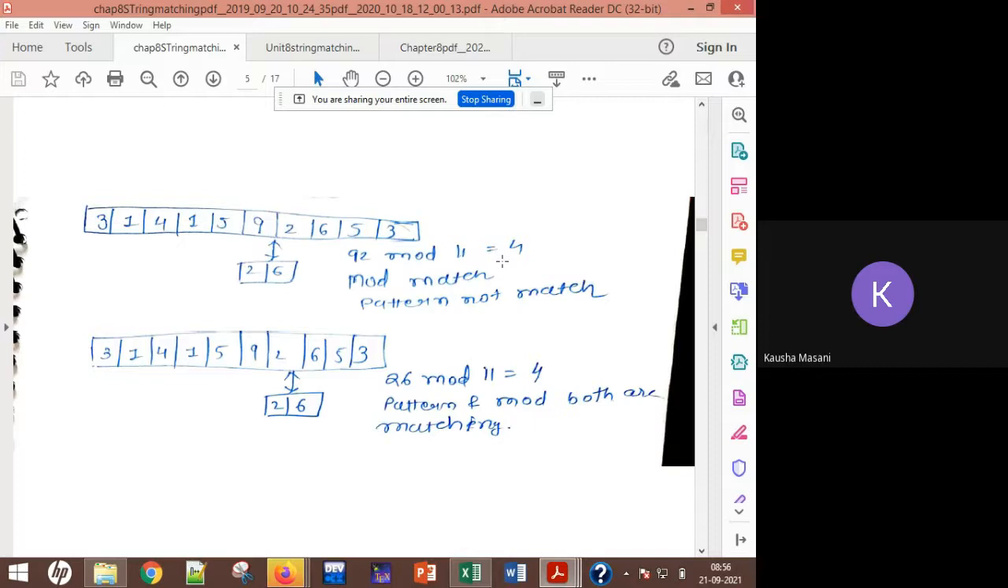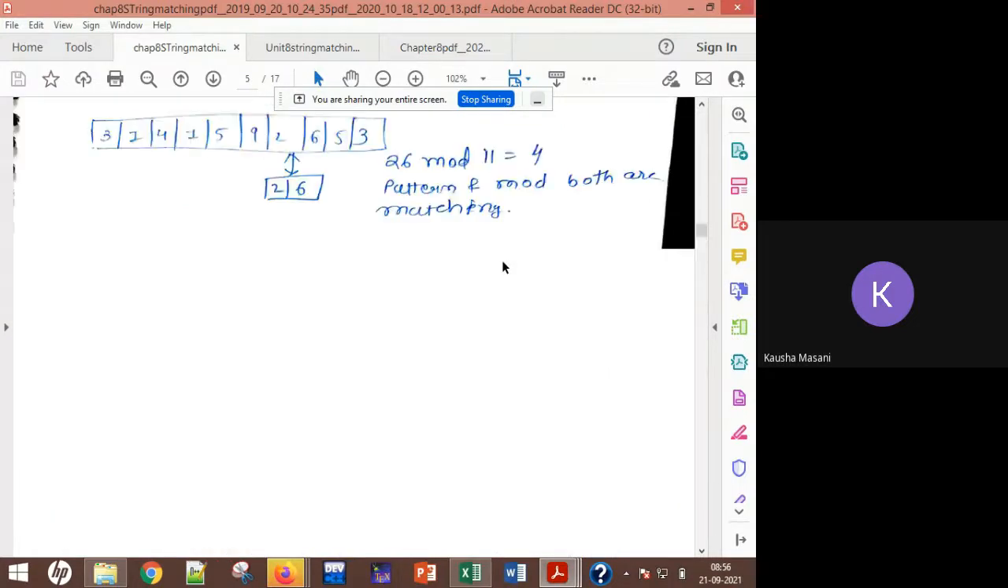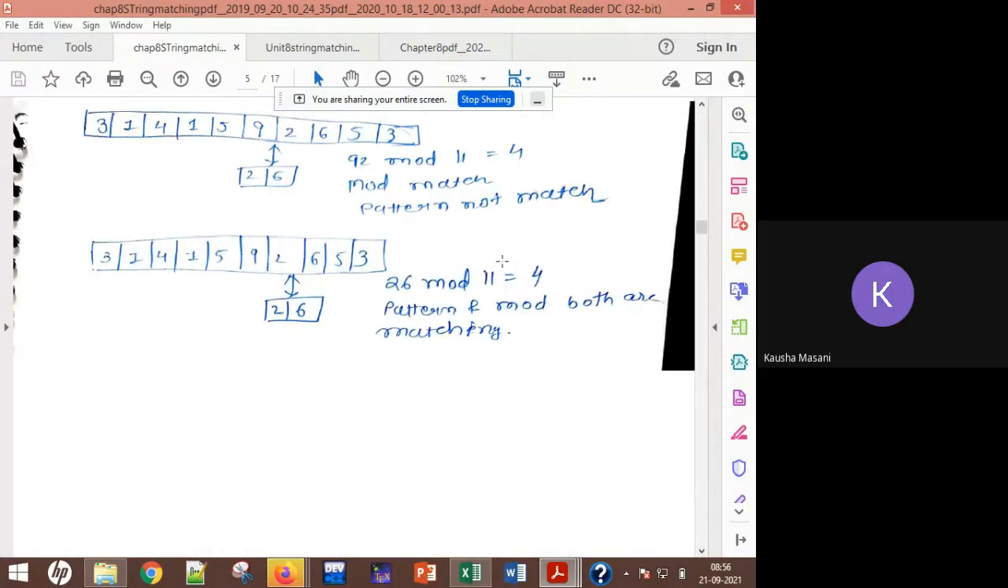And at the end, you get what? 26. 26 mod 11 is equal to 4, where you are going to match the pattern and you'll get the match also. So pattern and mod both are matching. So here you can say that you found the string that you were required to find from the pattern. You will end here only. You won't go further anymore. Is this method clear?